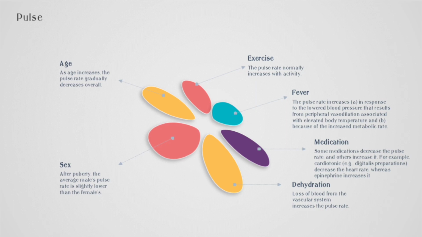Fever. In case of fever, the pulse rate increases due to the increase in metabolic rate. It also increases due to the peripheral vasodilation, which is associated with the elevated body temperature.